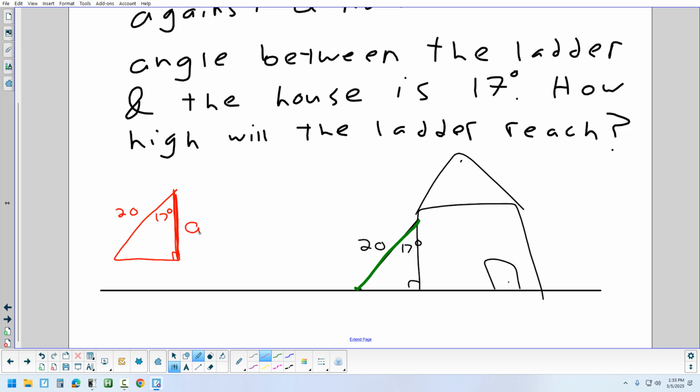So are we going to use inverse trig? No? Why? Because it's a side at an angle. Inverse trig is only used if you have to figure out what? The angle. We are not figuring out an angle in this problem. Even if I wanted to, I could figure out this other angle, but all I have to do is subtract 17 from 90.